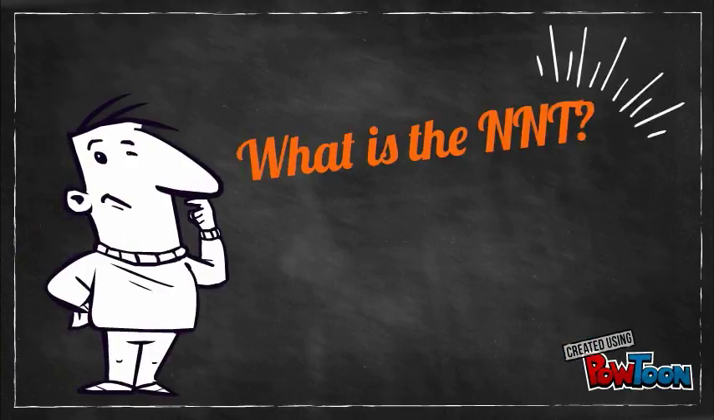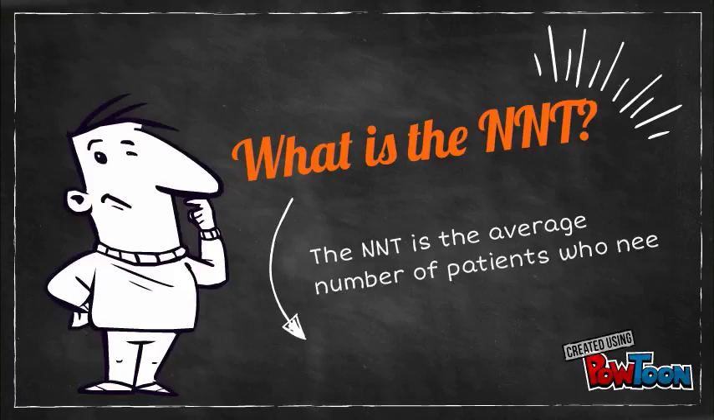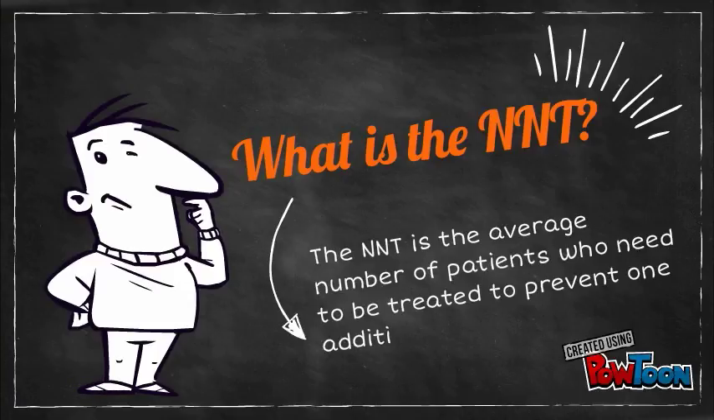So first of all, what is the number needed to treat? The number needed to treat is defined as the average number of patients who need to be treated to prevent one additional bad outcome. So what does this mean? Let's look at an example to see.